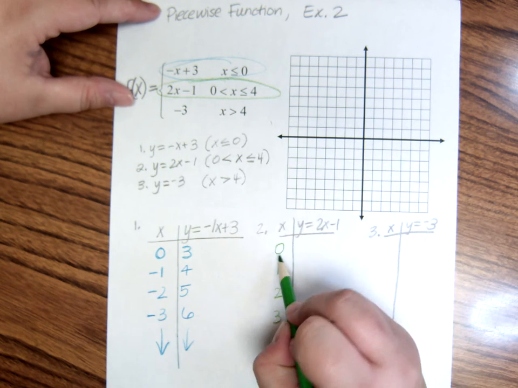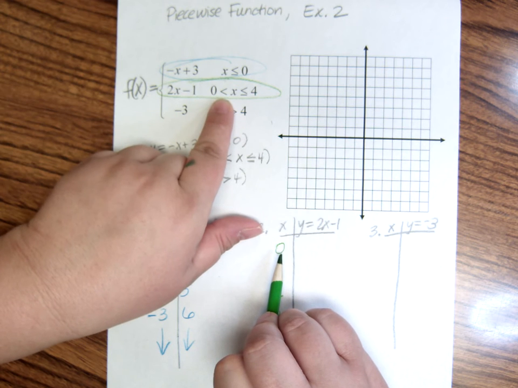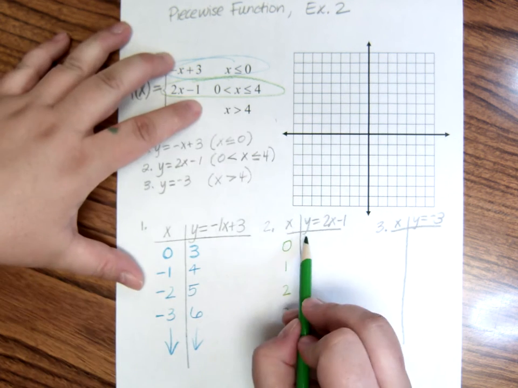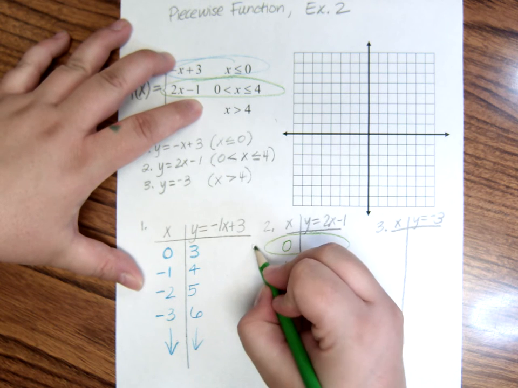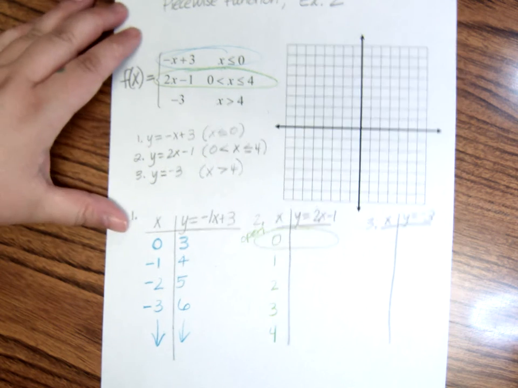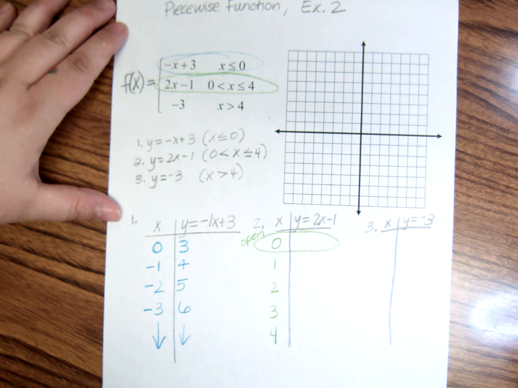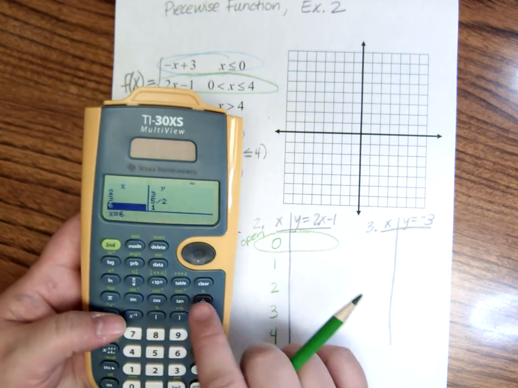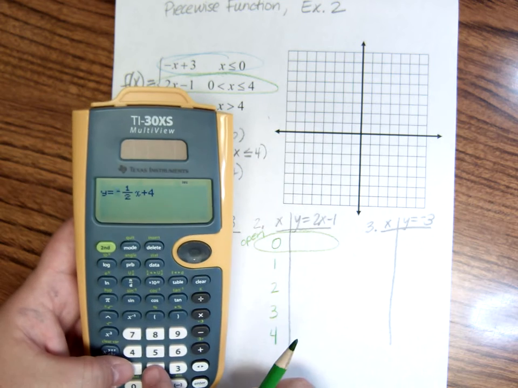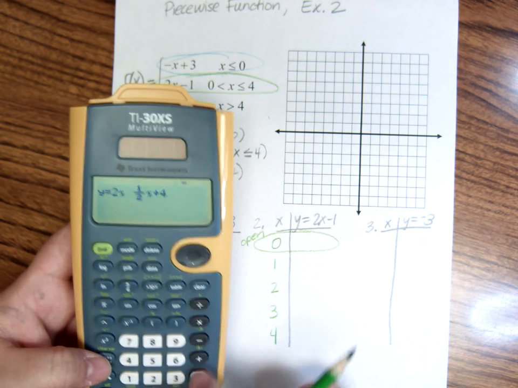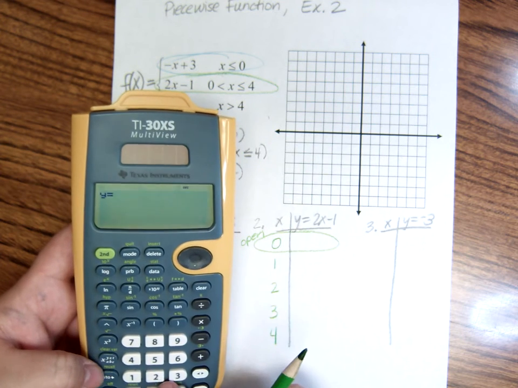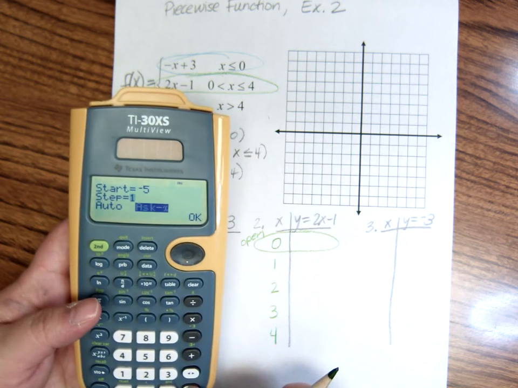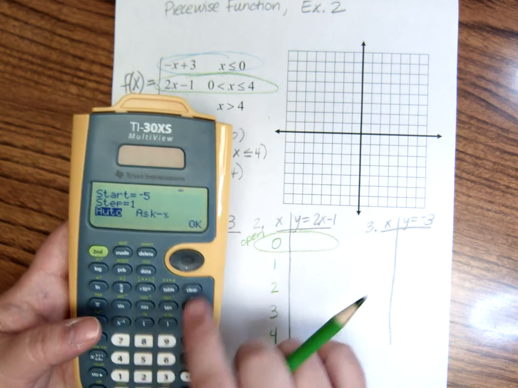All right, so why did I put 0 here? It doesn't say include 0. It just says 0 is less than x, okay? Because I have to know where to put my open circle. So I'm going to put an open circle there. All right, so let's do a table of values in the calculator on this one. Table, I'm going to do y equals 2x. I need to learn how to clear my table first. Y equals 2x minus 1. Enter, and this time I'm going to put it on auto, where it just makes the values for me.